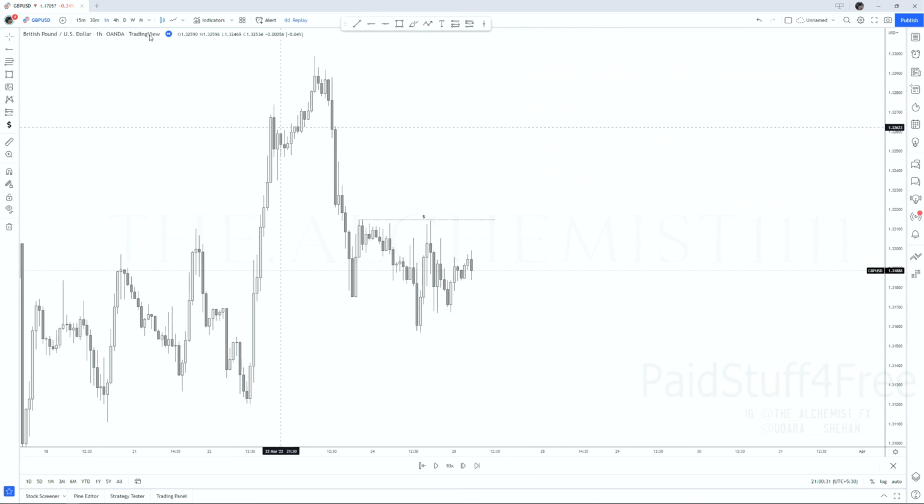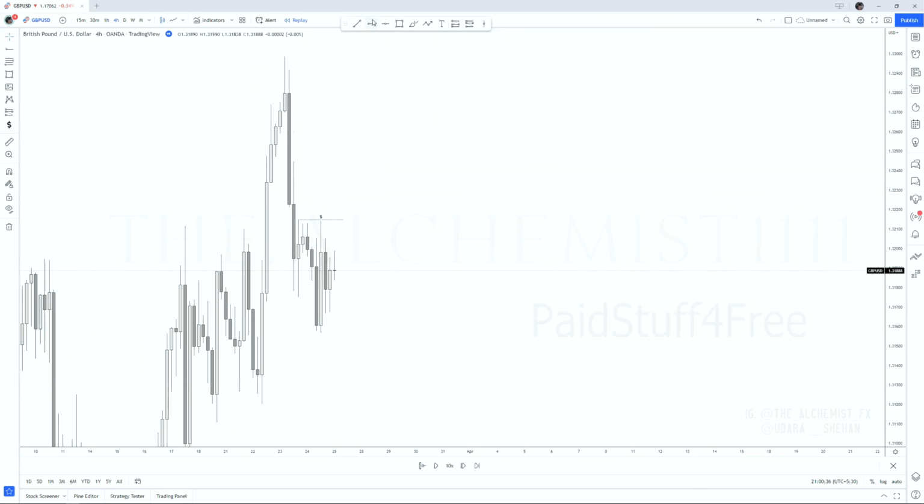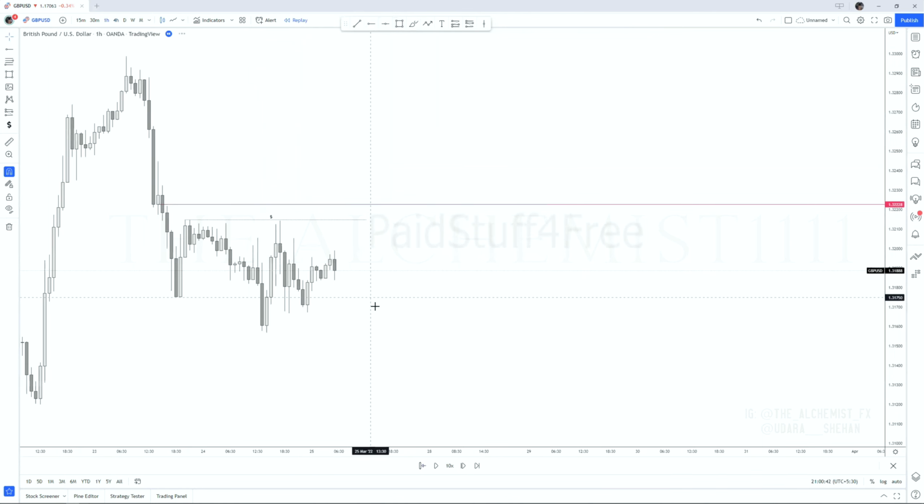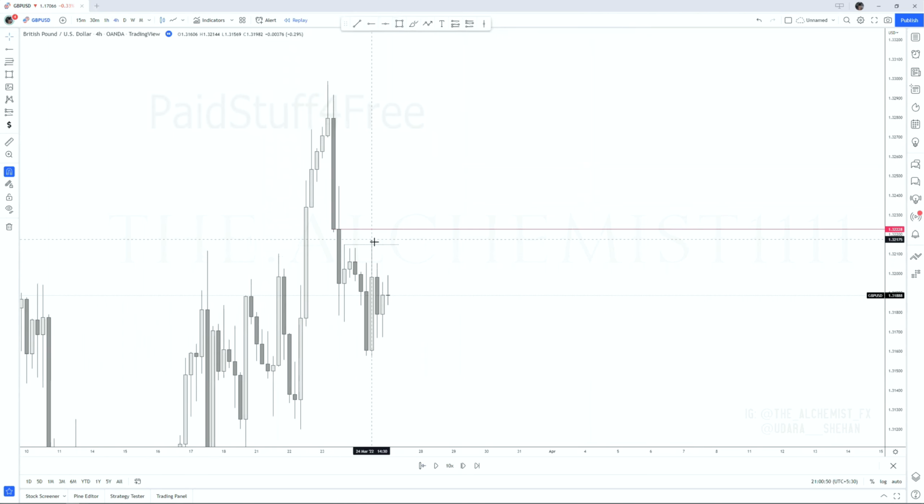We have this pool of liquidity, but on the 4-hour time frame, what do we have? A rejection block in here, right? So now, which one are you going to trust? A random 1-hour rejection block or the 4-hour? Obviously the 4-hour, right? The 4-hour is stronger. So once we spot the liquidity, we go into the closest higher time frame point of interest.